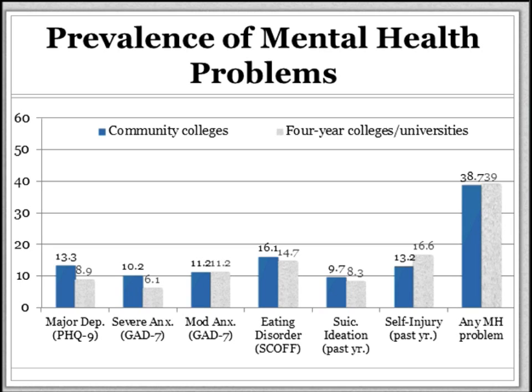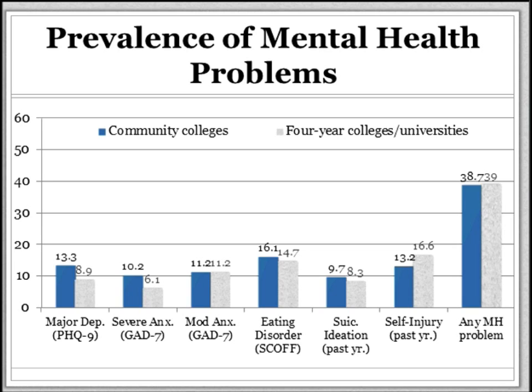I'm going to go from left to right. You can see for a number of these conditions, there is a somewhat higher prevalence of mental health problems among community college students as compared to our 4-year sample, although for self-injury, you have a bit of a reversal. And then overall, the rightmost bar, which is the percentage of students with any apparent mental health problem, any of the problems listed in this chart, is actually almost equal, both around 39%.